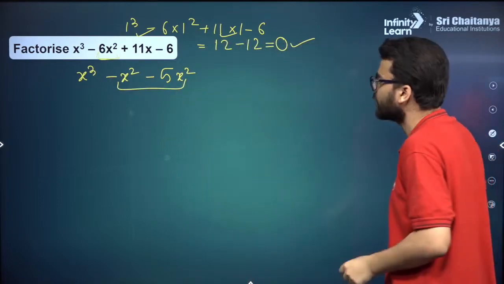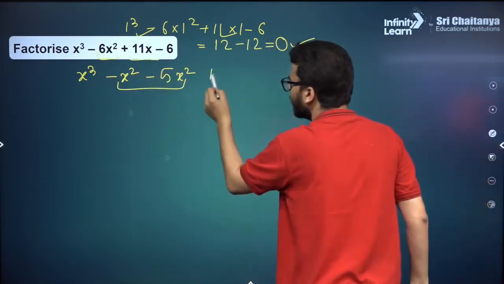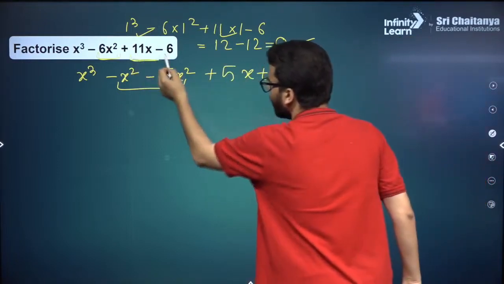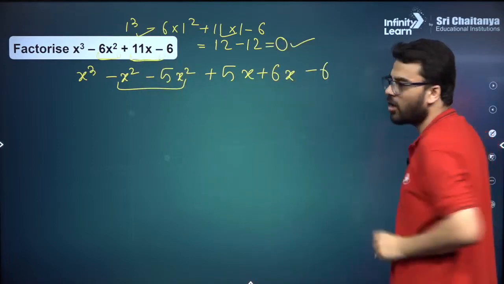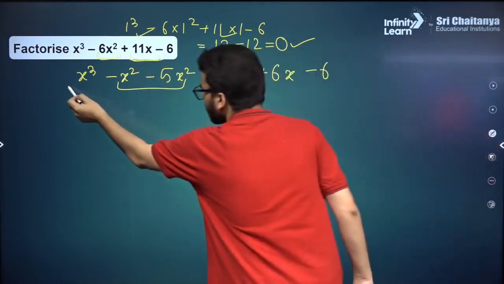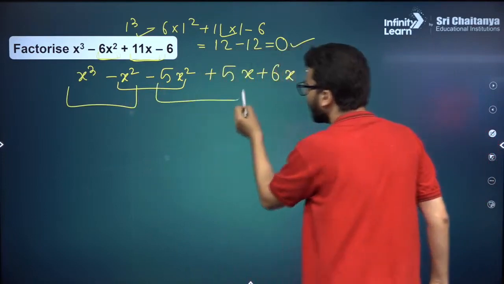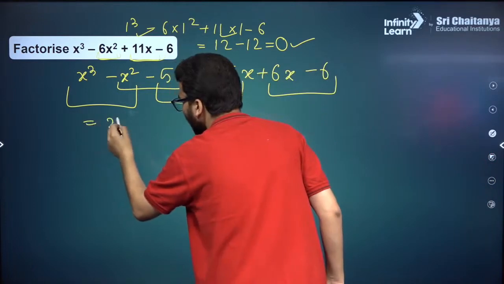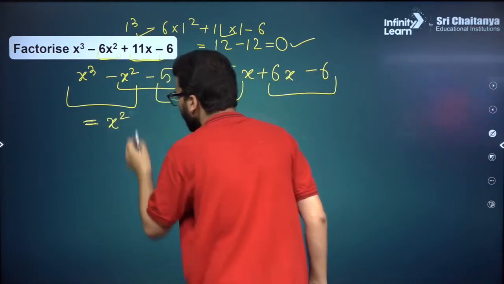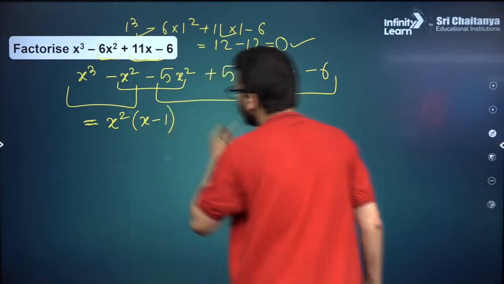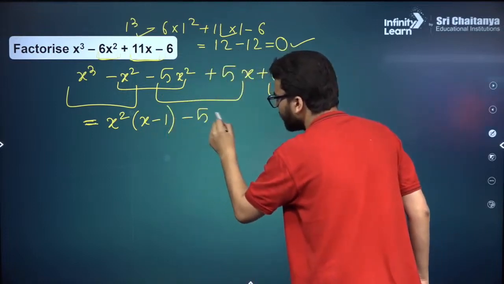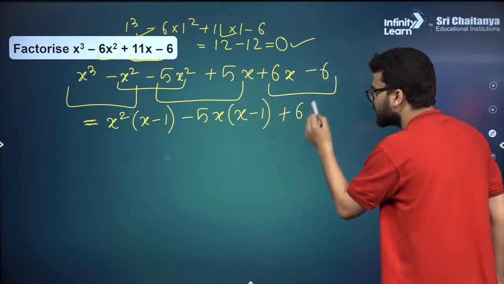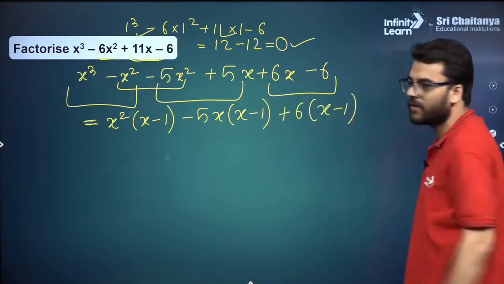I hope you got that logic. Now in the same manner, 11x can be written as 5x minus 6x, and minus 6 is already there at last. So what does it mean? You see, this is the first group, this is the second group, and this is the third group. Out of the first group, you can take x square as common. So x minus 1 will be left. Out of the second group, you can take minus 5x as common. So x minus 1 will be left. Out of the third group, you can take 6 as common. So x minus 1 will be left. I hope that is clear.